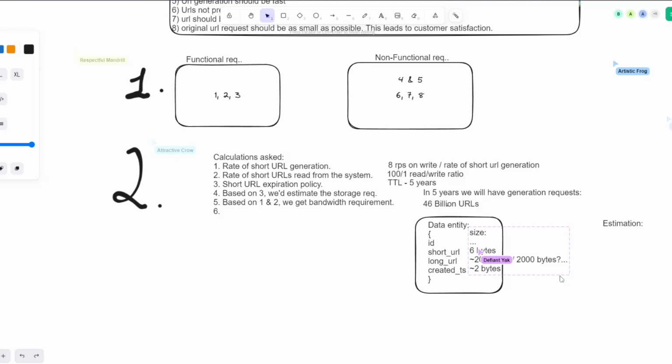Can we all participate in this, or can only the person who's speaking participate? Whatever you want. Okay.